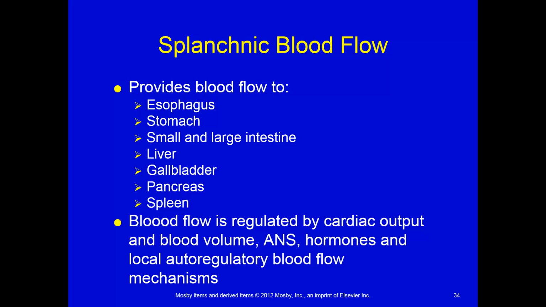Okay? So this blood flow is regulated by, obviously, the cardiac output and the blood volume. It's regulated by the autonomic nervous system. It's also regulated by some other things like hormones and blood flow mechanisms and things like that. But what I want you to understand, and why I'm taking time to sit here and talk about splanchnic blood flow with you for a minute, is that the circulatory system of the GI system is so very unique and so very different than any other of the systems that we've already talked about so far in this course. And let me show you what I mean by that.